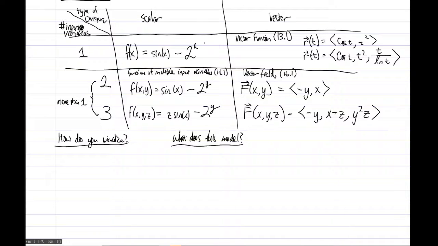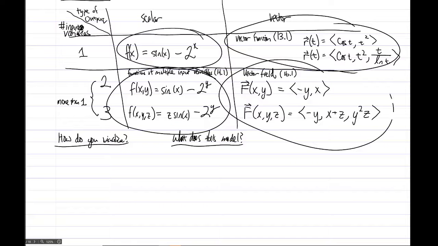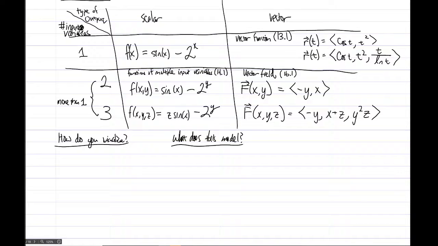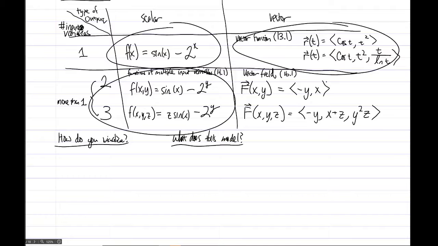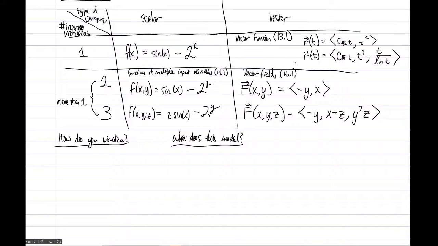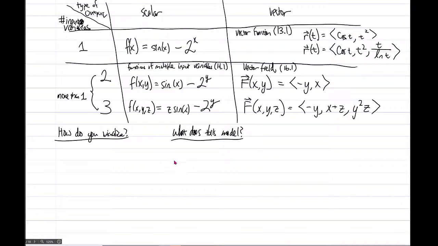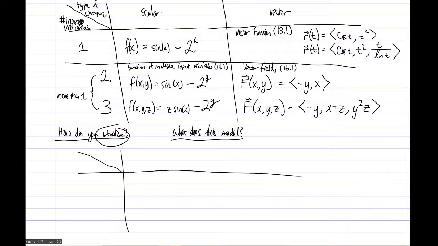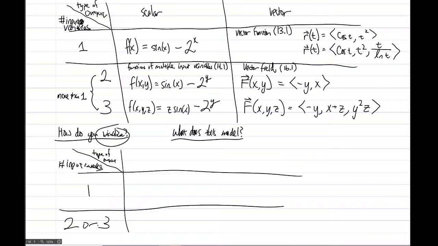In fact, what I want to do is go back and review how we visualize all these other ones. Each of these four categories over here are really different kinds of creatures, and they require different kinds of visualization. So let's answer this question by splitting this up by type of output and number of input variables. So, one input variable, or maybe two or three input variables, and then is the output a scalar versus is the output a vector.